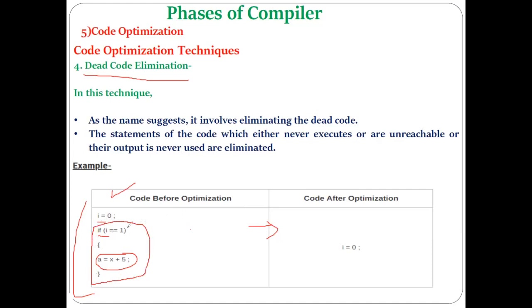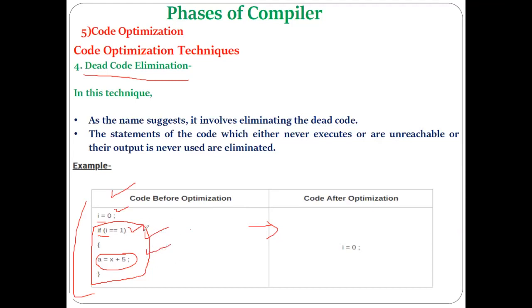Because what is the condition returned if I equal to 1? Now I is never going to be equal to 1 because I is initialized to 0. Understood? So this part is never going to be executed. But it is consuming the space within a program. Yes or no? It is consuming the space within a program.